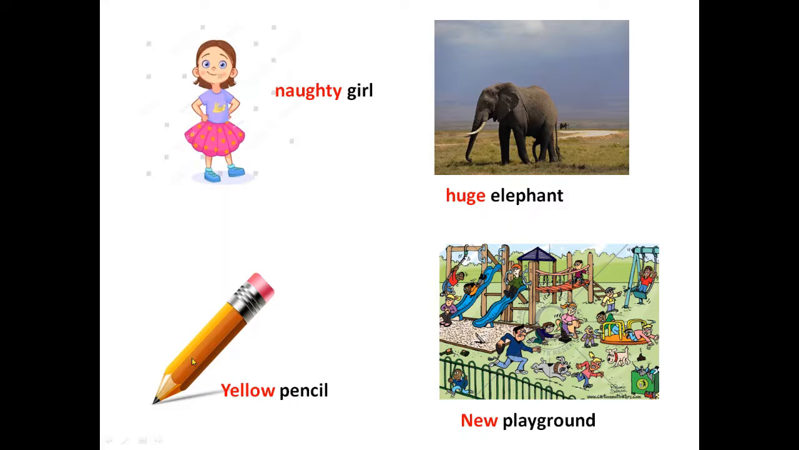Pencil. You can see a pencil in the picture. Which is the color of the pencil? Yes, the color of the pencil is yellow. So here, pencil is a noun and yellow is an adjective, or we can say it is a describing word for this noun. You can see a playground here. How is the playground? You can see the playground is new. It is very nice. So, playground is the noun and new is the describing word, or we can say adjective. So now students, we have revised the nouns and adjectives.